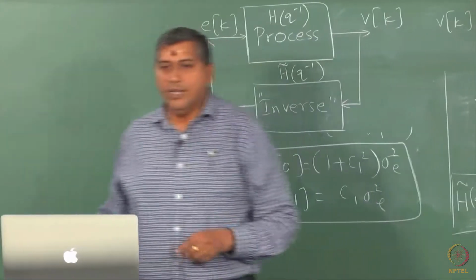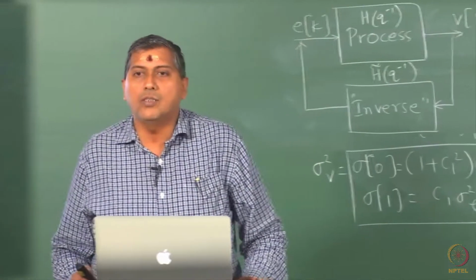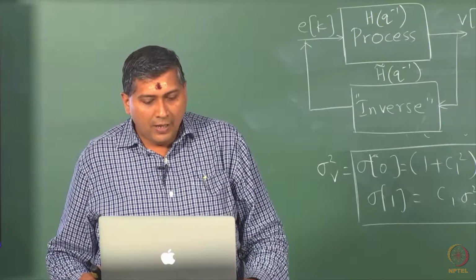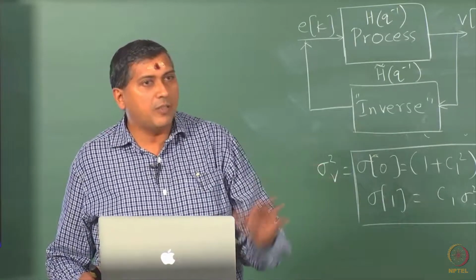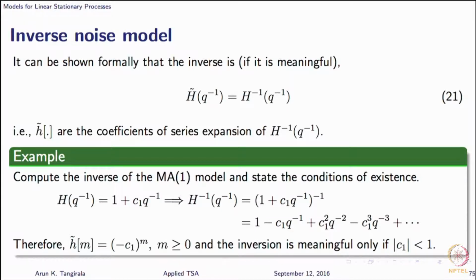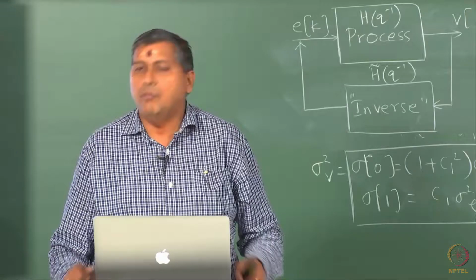Right? For example, here when I take an MA1, H of Q inverse is 1 plus C1 Q inverse, and H inverse, that is a series expansion of H inverse, is, as you see on the screen, as you have done also previously in the class, 1 plus C1 Q inverse whole inverse, and you have 1 minus C1 Q inverse plus C1 square Q inverse square, and so on. One has to actually formally show that your H tilde that you have for Ek is: H tilde of 0 is 1, H tilde of 1 is minus C1, H tilde of 2 is C1 square, and so on. But we are avoiding that.